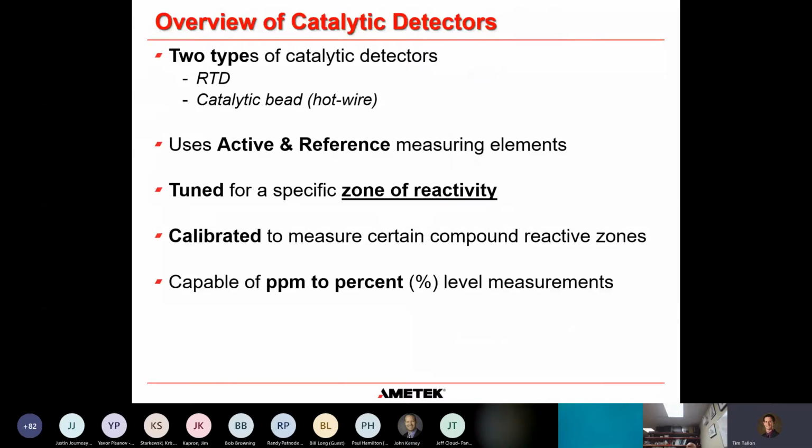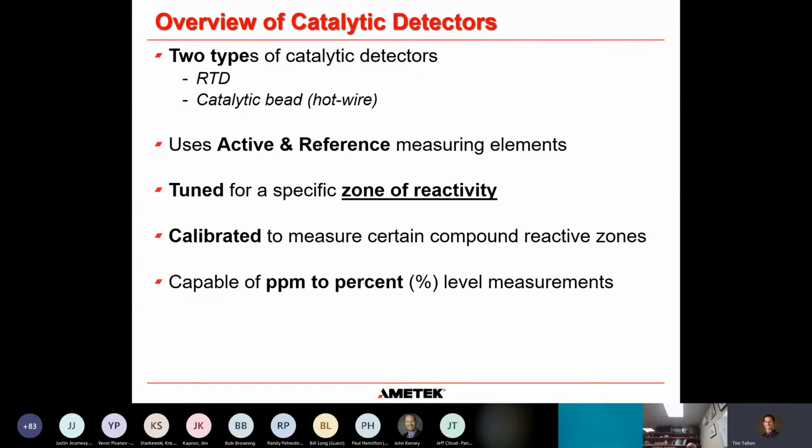So overall, there are two different types of catalytic detectors that we use. There's the RTD detector that we use specifically for combustibles measurement. And then there's also a catalytic bead or hot wire detector that we use as well. And the catalytic bead is one that we can also use for combustibles as well as for methane measurement. But in any case, catalytic detectors use an active and reference measuring element. There's two different elements, and the elements themselves are tuned for a very specific zone of reactivity.